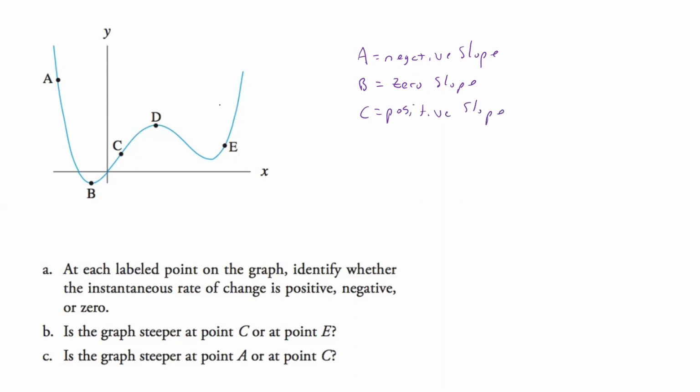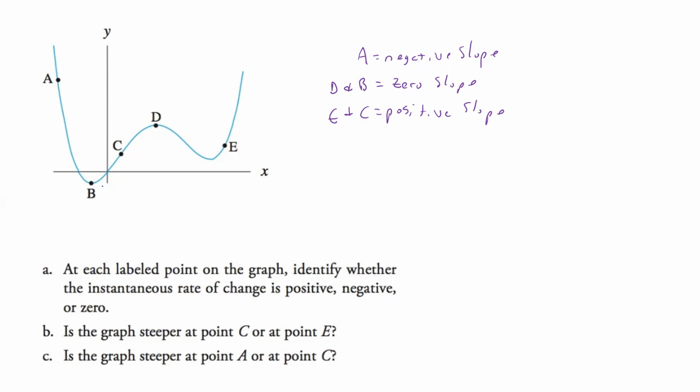slope. D, we're back to a 0 slope. And here we're going up again like this, and so that's a positive slope. So we'll say E and C here, okay? So we have A is negative, D and B are 0, and E and C are positive. Now, is the graph steeper at point C or E?